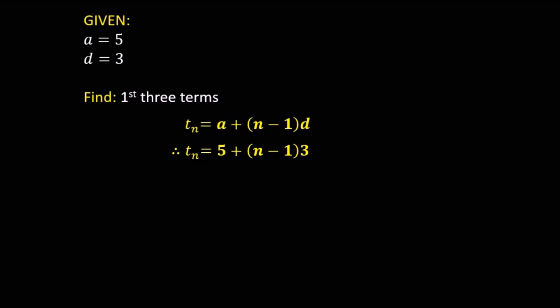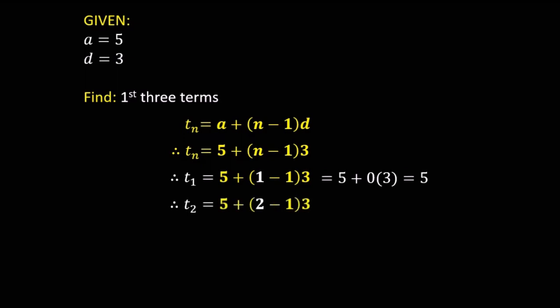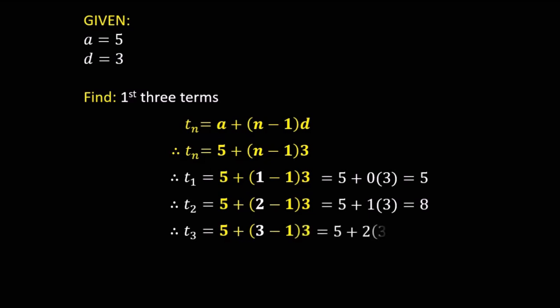Now, since they've asked us to find the first three terms, meaning we have to find T1, T2, and T3, obviously we will substitute n equal to 1, n equal to 2, and n equal to 3 to get our answers. So let's do that. Therefore, T1 is equal to 5 plus (1 minus 1) into 3. That is 5 plus 0 into 3, which is simply 5. Similarly, T2 will equal 5 plus (2 minus 1) into 3. That is equal to 5 plus 1 into 3, which is 8. And finally, T3 is equal to 5 plus (3 minus 1) into 3. That gives us 5 plus 2 into 3, which is 5 plus 6, that is 11.